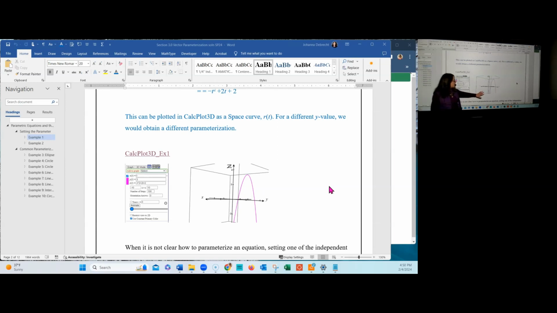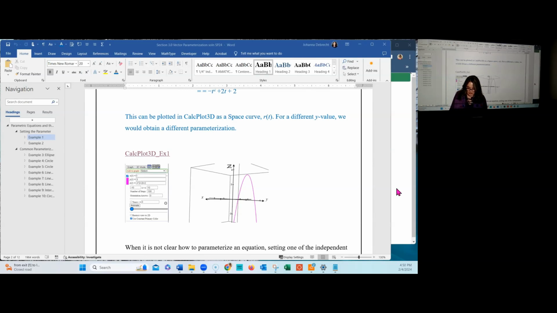In this particular case, you can see the graph of it right here, and you can tell that what we have is a parabola, which is showing up in the plane where y equals 3. Since y is always 3, then that is the plane.